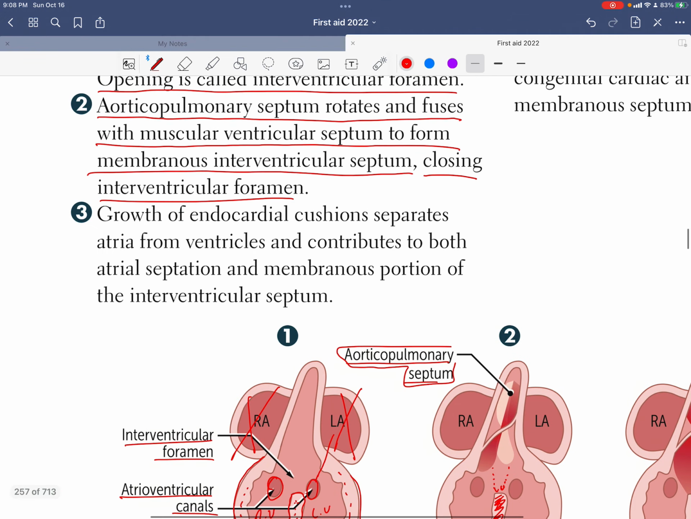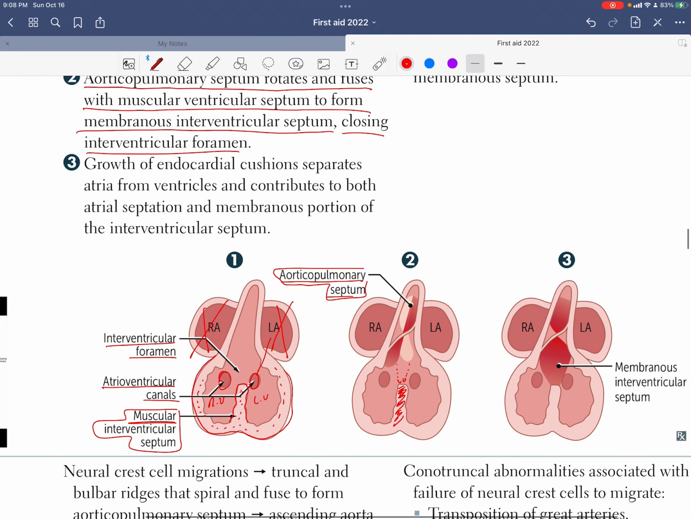When it's rotating, it goes downward and fuses with the muscular interventricular septum. So that is basically the origin, the aorticopulmonary septum. This thing that is rotating and getting close to the muscular part is called the membranous interventricular septum. Whenever it grows and ends up attaching and fusing to the muscle, this whole area is not open anymore.